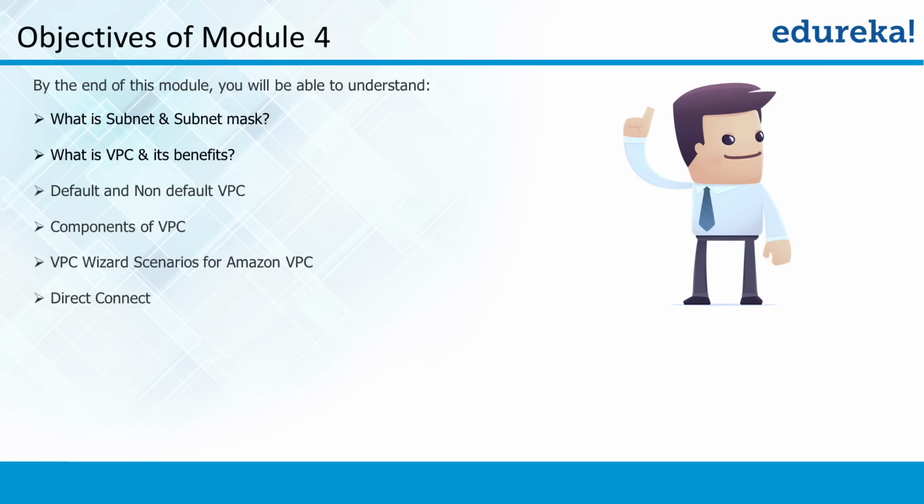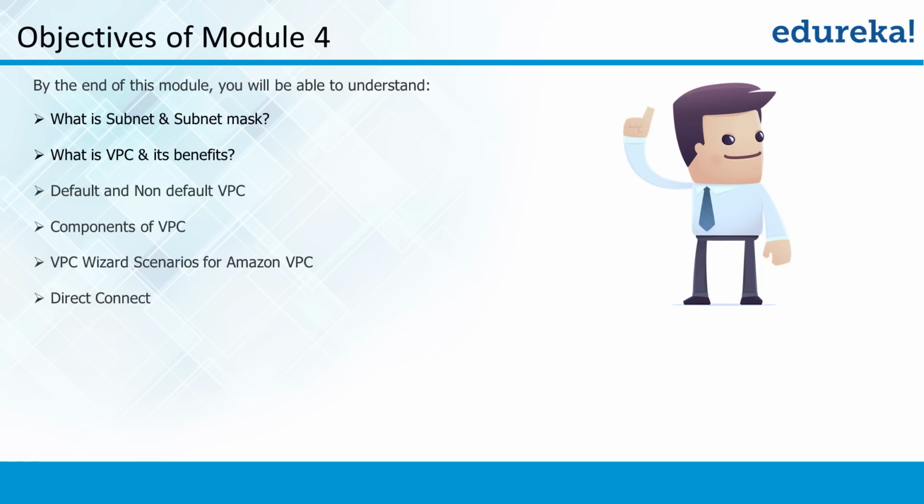So what we'll try to understand is some networking aspects, right? Let's understand what a subnet is. What is a subnet mask? What is a VPC and why is it important? Right? What are its benefits? And then we'll get into the implementation details.